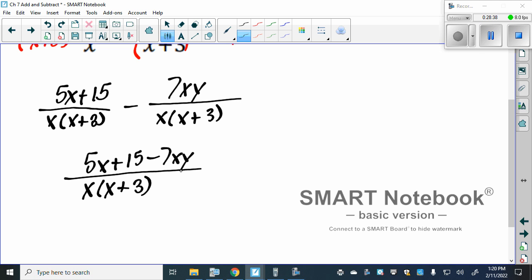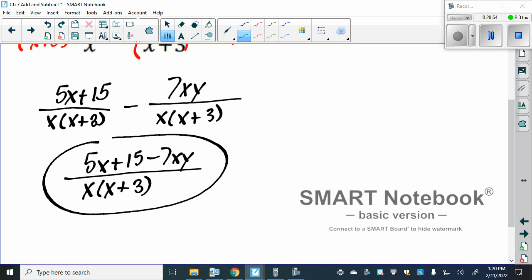Now, is there a greatest common factor between 5x, 15, and negative 7xy? There is an x with 5x and 7xy, but the 15 unfortunately doesn't have it. And 7, 5, and 15 don't have any like terms. So that's actually as far as we can take it. If the 15 had an x or an x squared, then we could have pulled something out. Any other questions on these here?